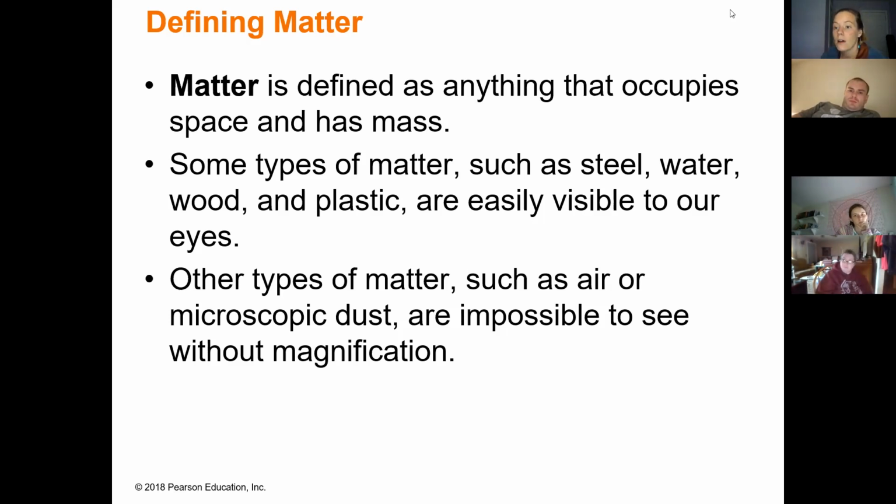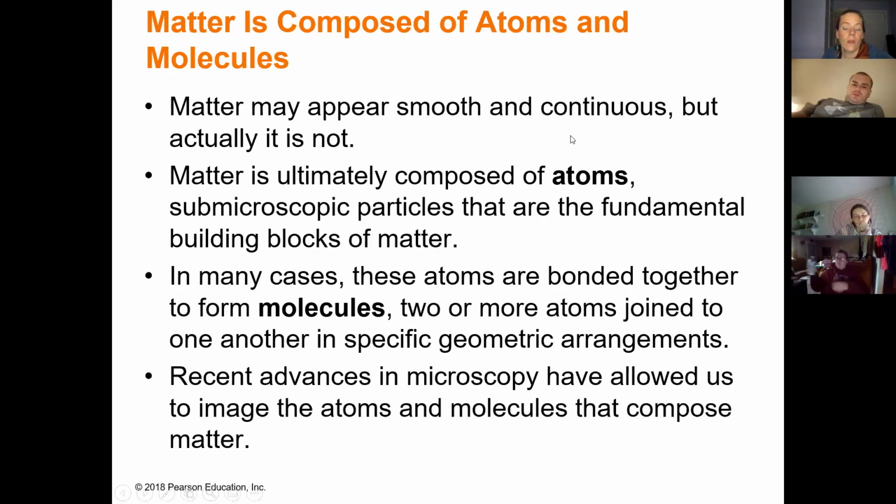There are a lot of things though out there that are composed of matter that we can't perceive. We can't see, we can't taste, we can't touch them. They're too small or they're too low density for us to notice. Things like that could be air, dust, individual particles or atoms. Just because we can't observe them doesn't mean that there isn't matter there.